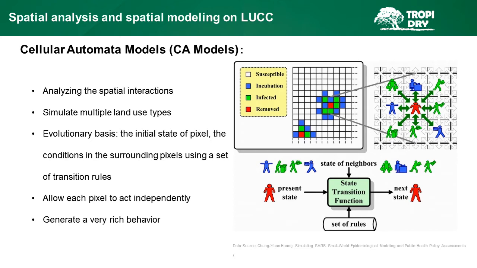The CA model and constraint CA model have their strengths. It allows each pixel to act independently according to the rules. It uses fine-scale data for detailed analysis. On the contrary, some weaknesses exist. It doesn't include human decisions that lead to the spread of built areas. It doesn't include biophysical factors.